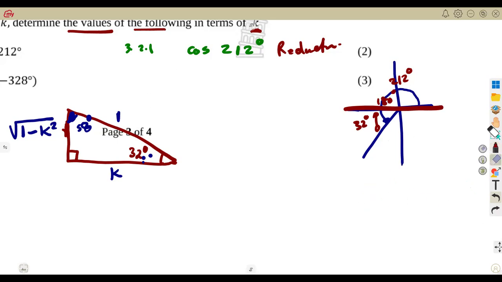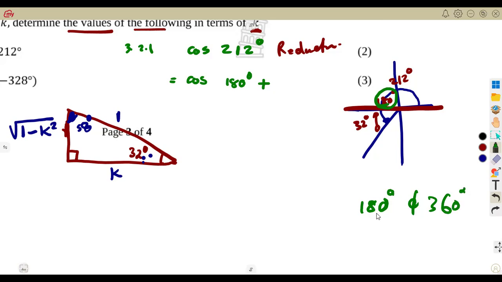So you can reduce this one. It can be reduced using the reduction formula. It is the same as cos 180 plus 32. Remember, when you're dealing with the reduction, you work around 180 and 360. Those are the angles that you work with. It's either 180 minus this, 180 plus this, or 360 minus this. That is the condition. So there is 180 plus 32.